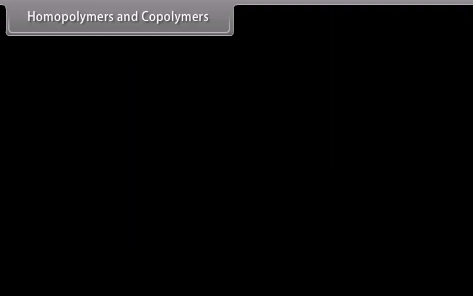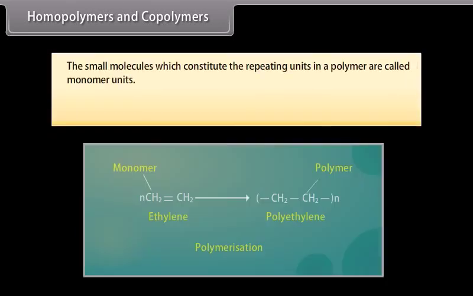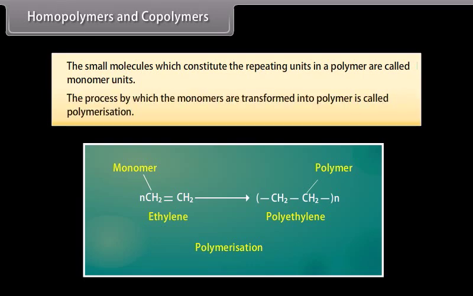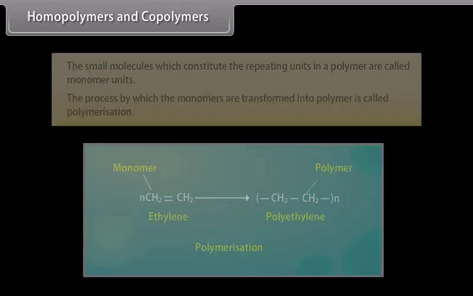Homopolymers and copolymers. The small molecules which constitute the repeating units in a polymer are called monomer units. The process by which the monomers are transformed into polymer is called polymerization. For example, polyethylene is a polymer obtained by the polymerization of ethylene. The ethylene molecules are referred to as monomer units.